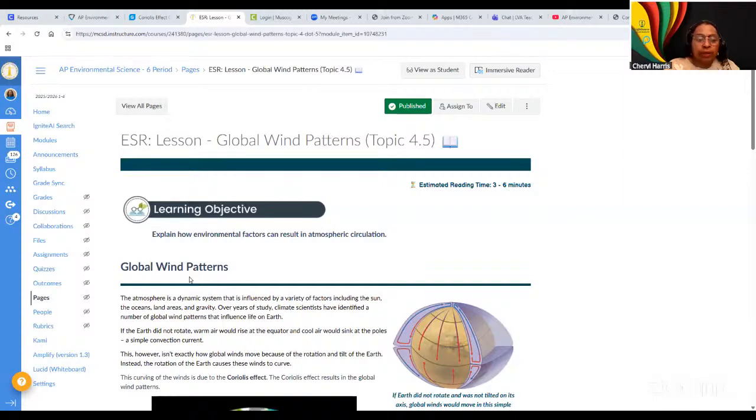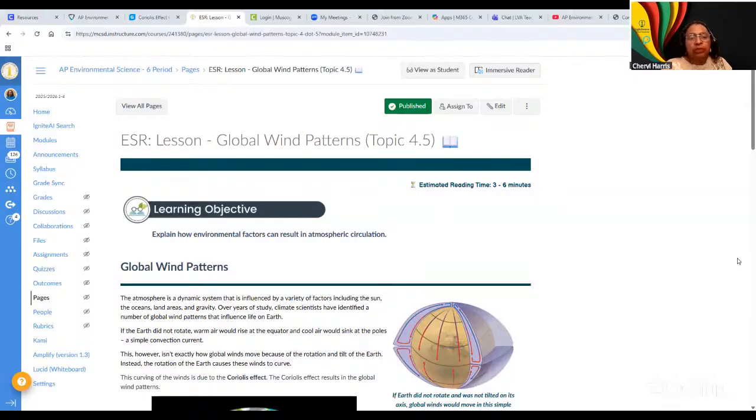All right, so we have switched from soil to talking about air and wind patterns. Last class we were talking about the layers of the atmosphere and what's going on in each layer. Today we're going to talk about global wind patterns.